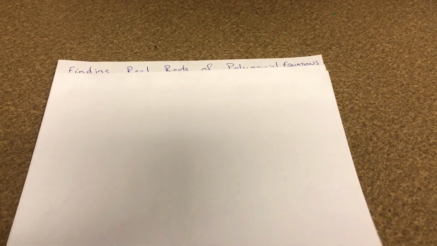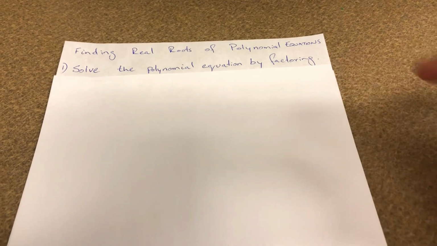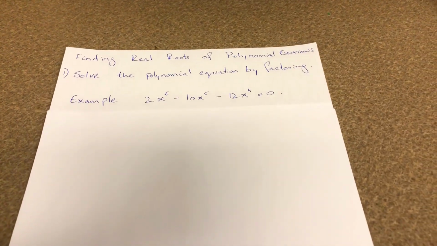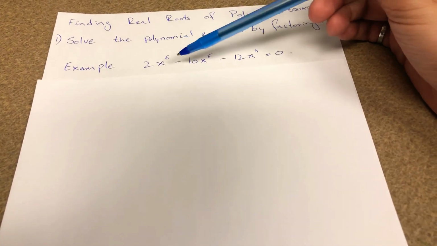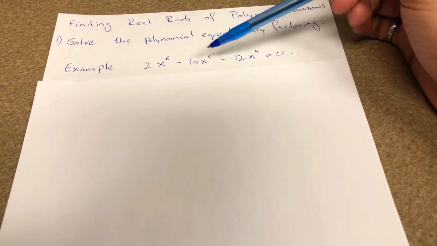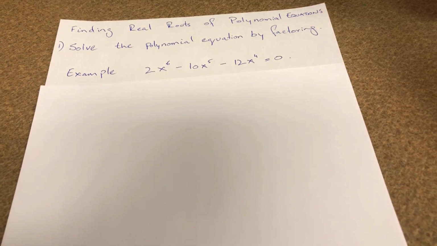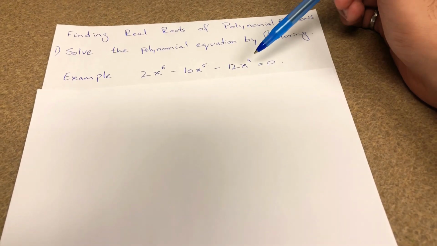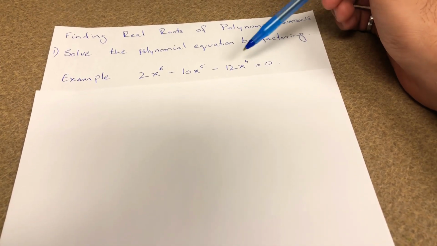So first we have a question. It says, solve the polynomial equation by factoring. So our example is 2x to the 6th minus 10x to the 5 minus 12x to the 4 is equal to 0. As you can see, x to the 4 is the lowest power.